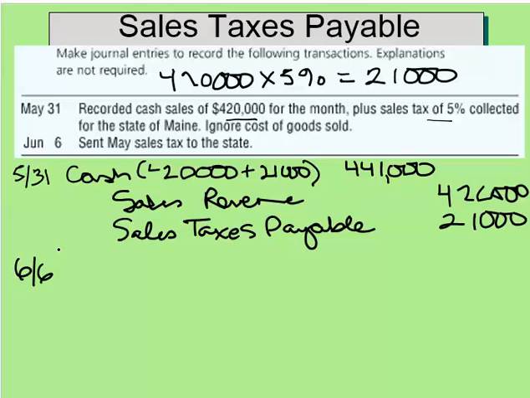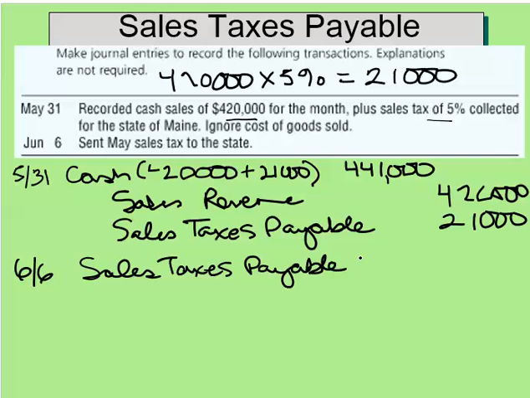Now it's time to go ahead and pay the state. So we're going to go ahead and debit that sales taxes payable because we want to get rid of that liability for $21,000, and we will credit cash for $21,000 as well.